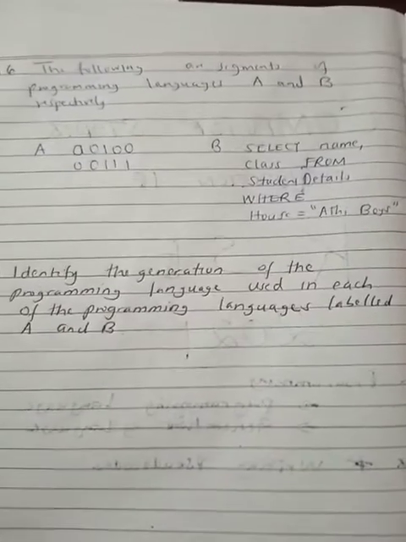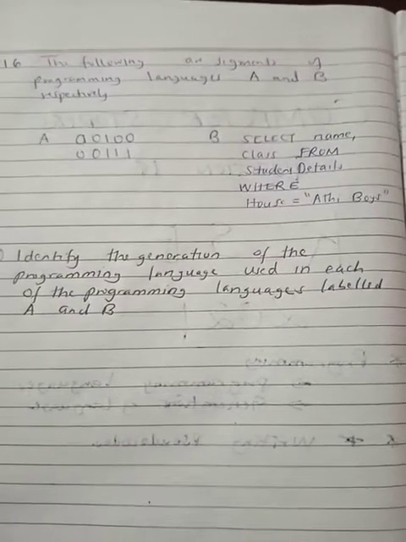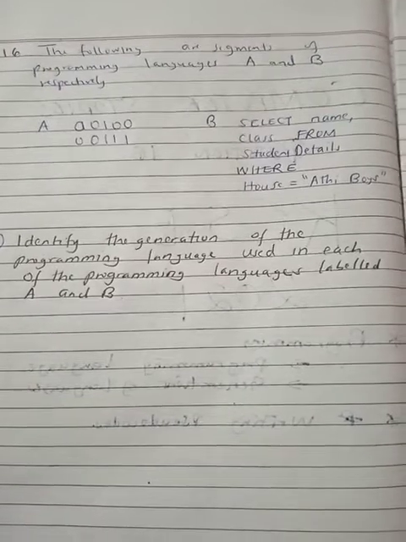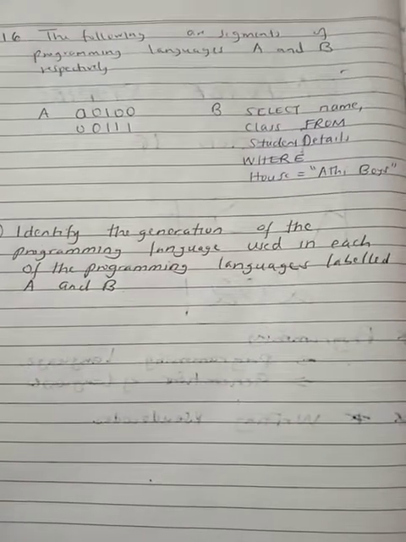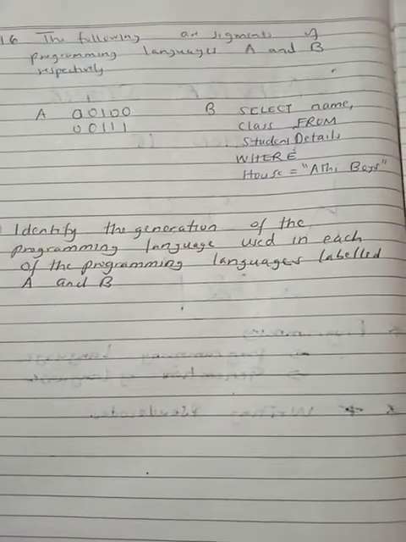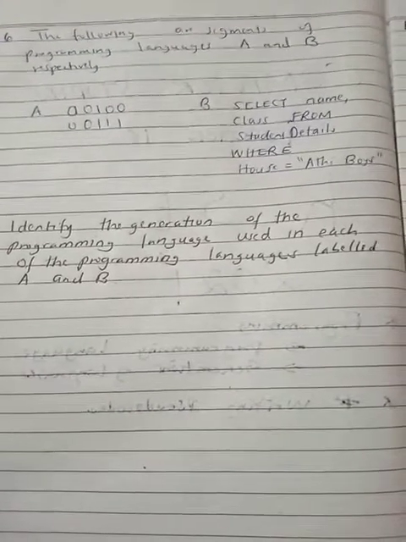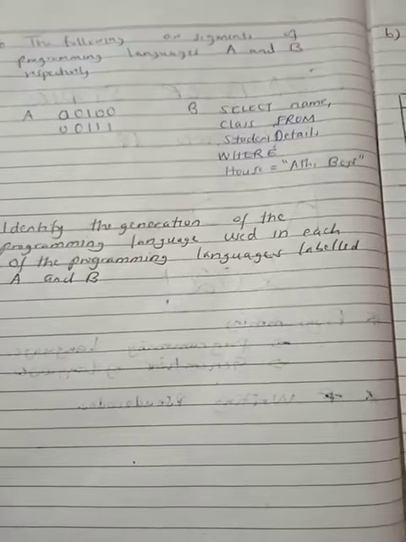So I'll go straight ahead with the question. Let me read it. The following are segments of programming languages A and B. You can see A has been written in zeros and ones, and then B has been written in words, like select name, class from students details where house is boys.